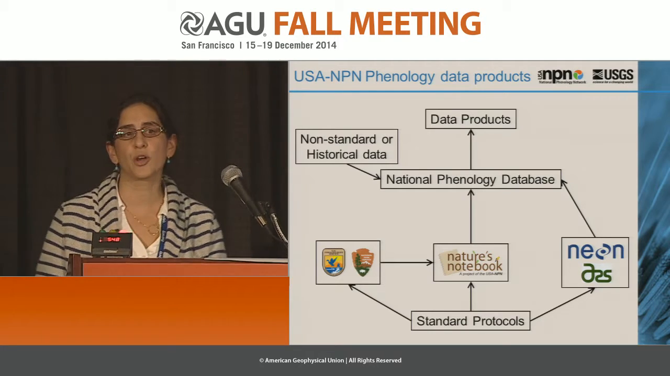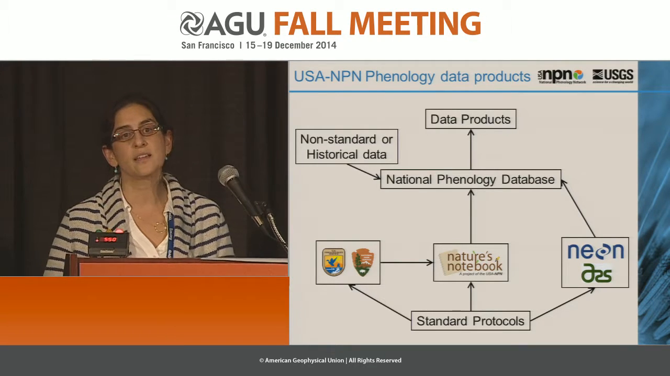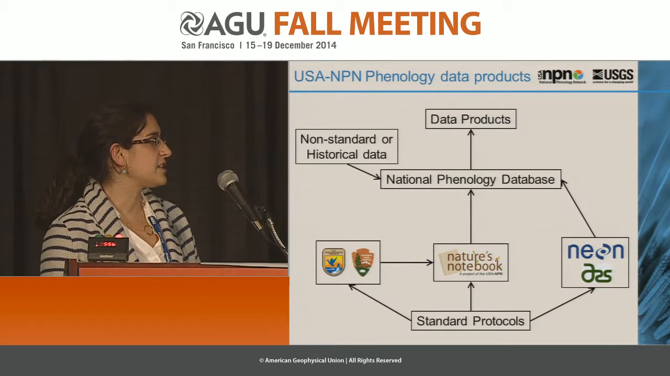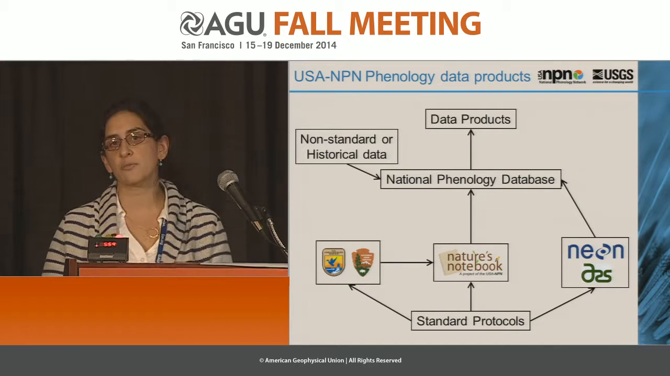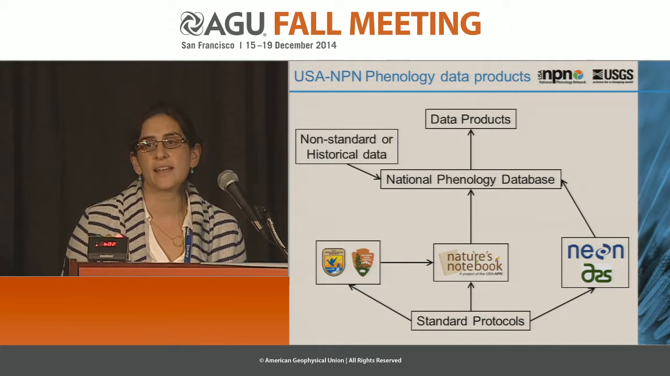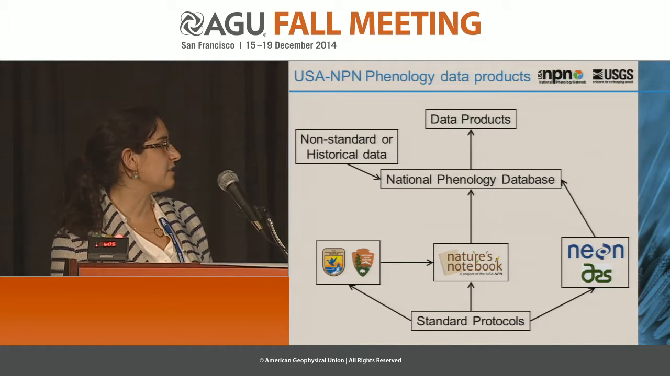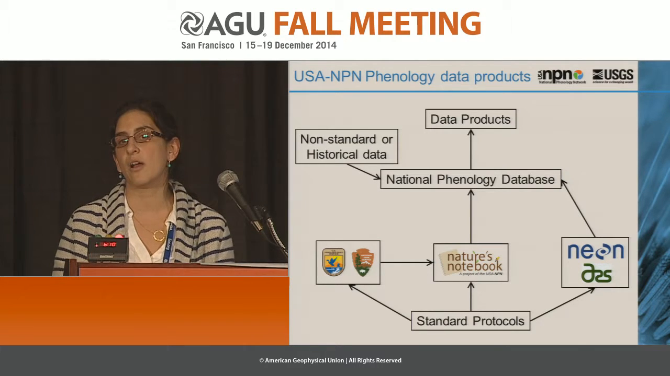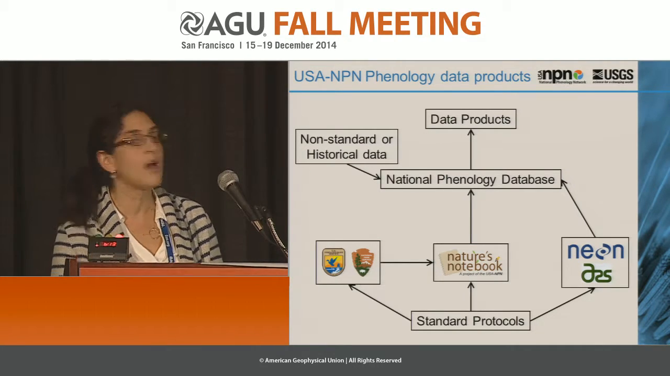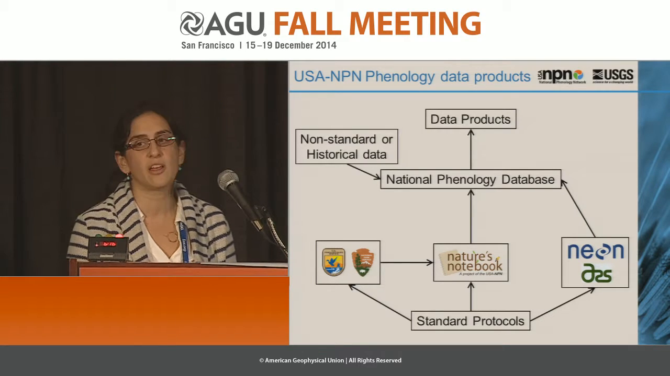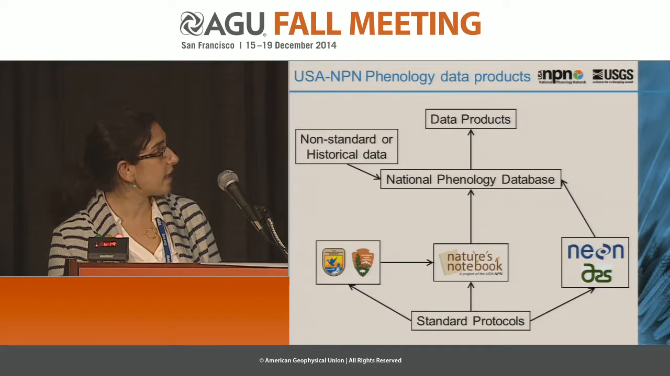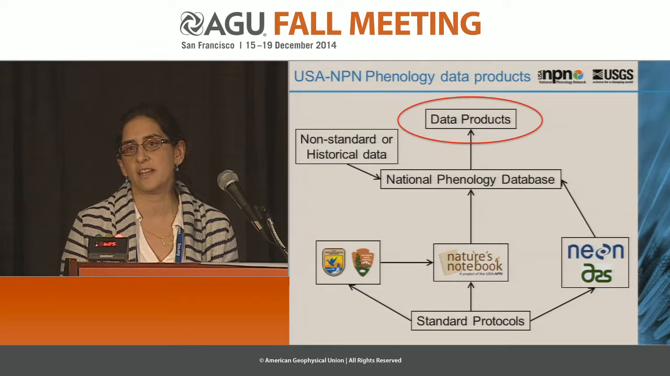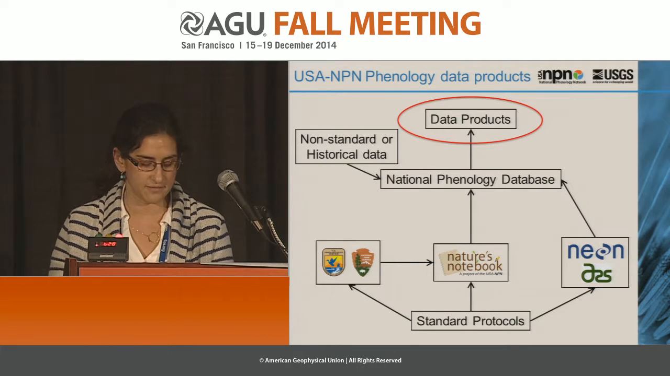So for those of you that were at Jake Weltzin, our executive director's talk yesterday, he showed this slide explaining the capacity of the National Phenology Network. We start down there with standardized protocols that we provide for people to collect ground observations of phenology on individuals at sites. Those protocols feed into data incoming into our online observation program, Nature's Notebook. All that data goes into what we call the National Phenology Database. And the data from the National Phenology Database is summarized and derived into a series of data products.